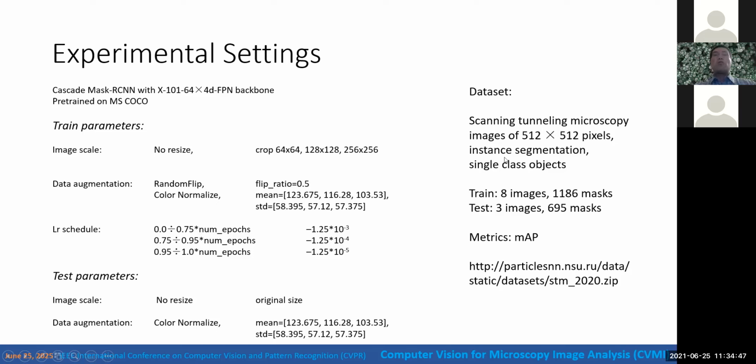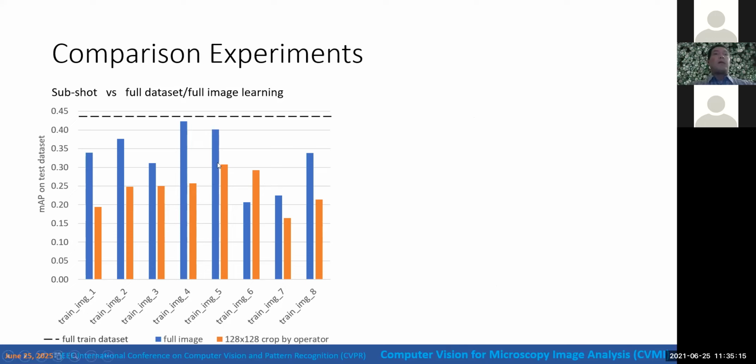This approach was tested on a custom dataset, which was collected from scanning tunneling microscopy images. Our training set contained 8 images with about 1,200 annotated objects, and the test dataset contained about 700 annotated objects. So you see here a comparison of results for the network trained on the complete data set of 8 images.